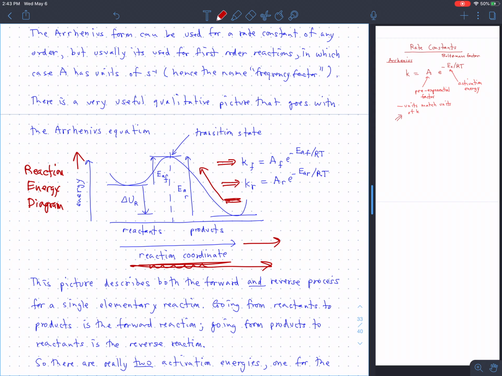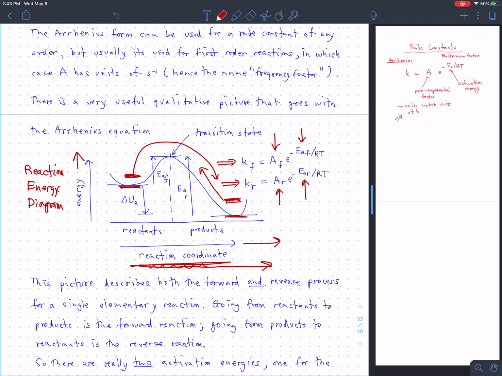And that means there's really four quantities describing a given elementary reaction. There's an attempt frequency for the forward reaction and a barrier or activation energy for the forward reaction, and there's also an attempt frequency and a reaction barrier for the reverse reaction. And notice that if the energy goes downhill going from reactants over to products here, the energy on this side is lower than the energy on this side. So energy is going downhill, you're losing energy, it's an exergonic reaction.